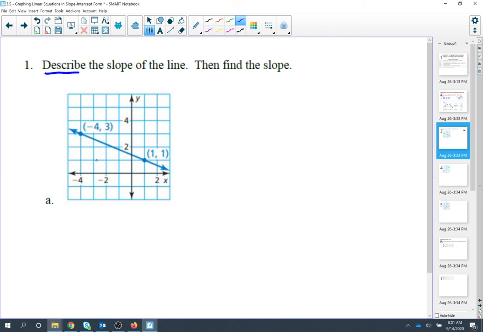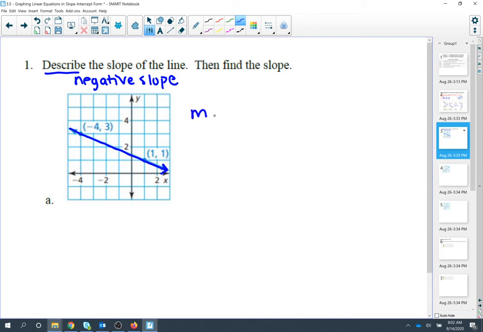So if I start on the left, okay, remember left to right, like reading a book. Put your pencil on the left and follow the line. Is it flat? Is it going up? Is it going down? This line to me is going down. It's falling as I trace it across my graph. So describe the slope of the line. This has a negative slope.